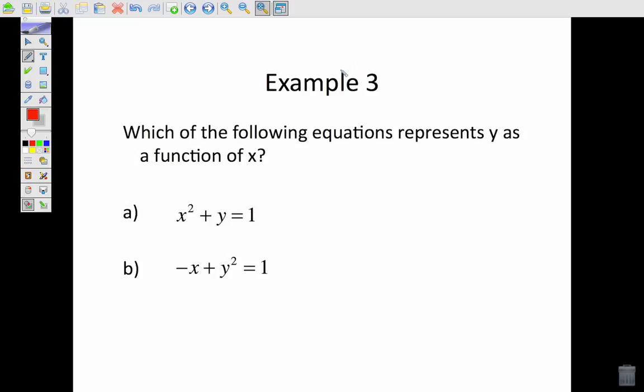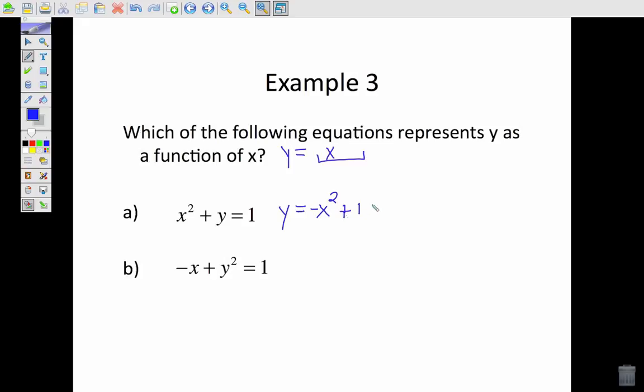All right, example 3. Which of the following equations represents y as a function of x? Y as a function of x is an equation where it's y equals, and your expression here has an x in it. Okay? Let's solve for y. So if I solve the first one for y equals, move the x's over, doing inverse operations, and you get -x² + 1.